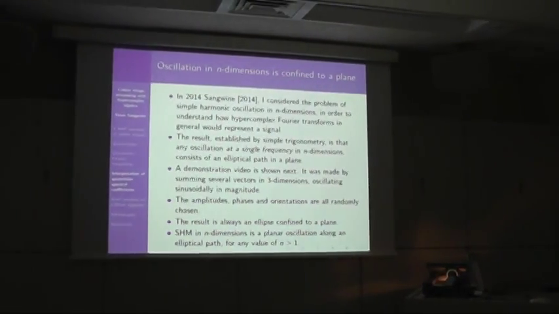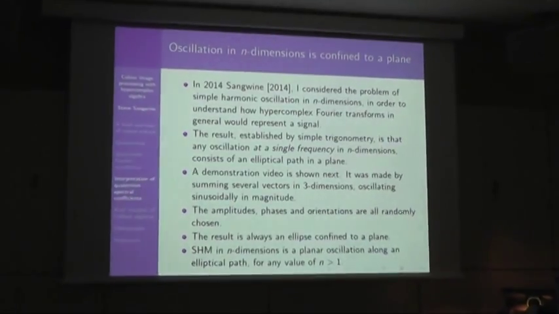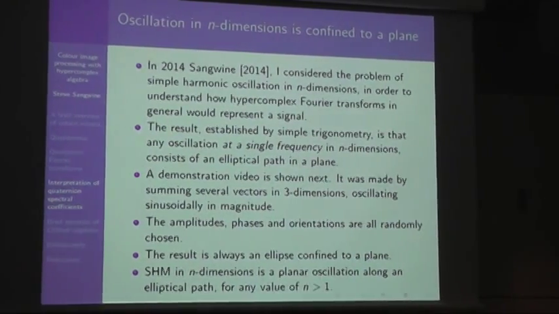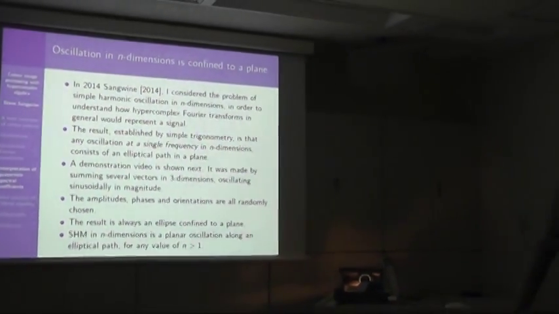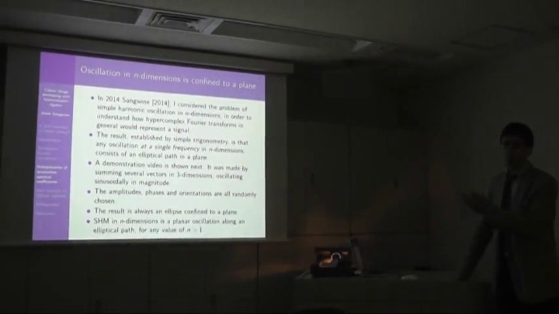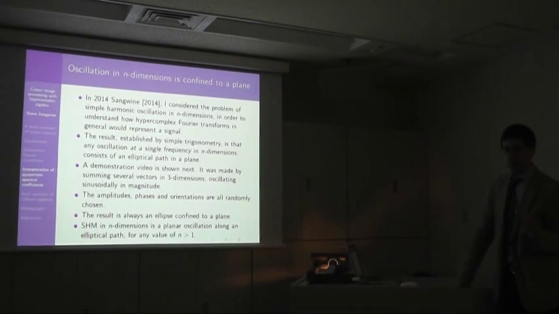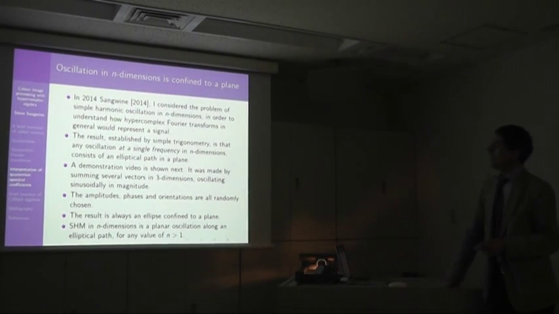And last year I considered whether this applies in other dimensions, because people are using Clifford transforms and I'd like to know whether this same problem occurs and how we describe oscillations in higher dimensions. So I considered the problem of a signal oscillating in an arbitrary number of dimensions n in order to understand how hypercomplex Fourier transforms represent such a signal. And I came up with this result, which is quite surprising, I think.